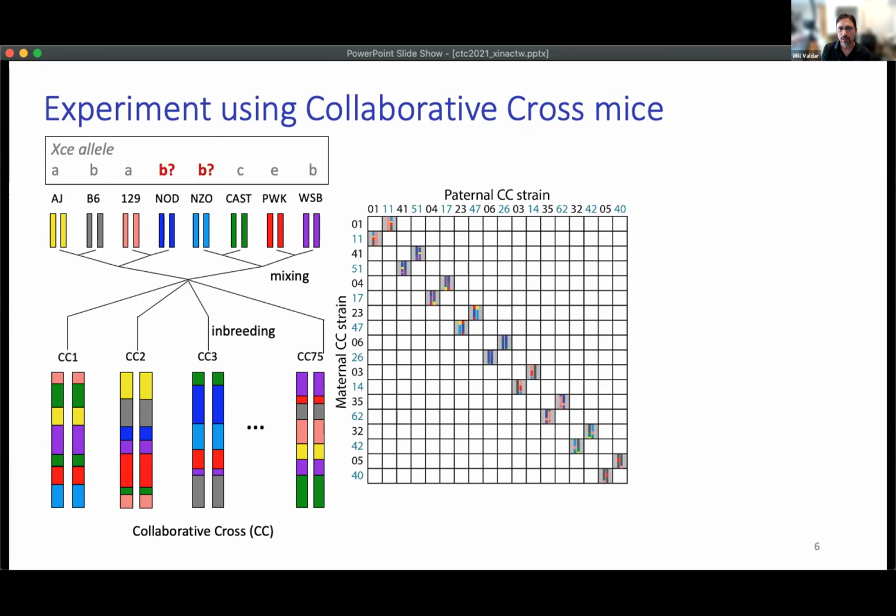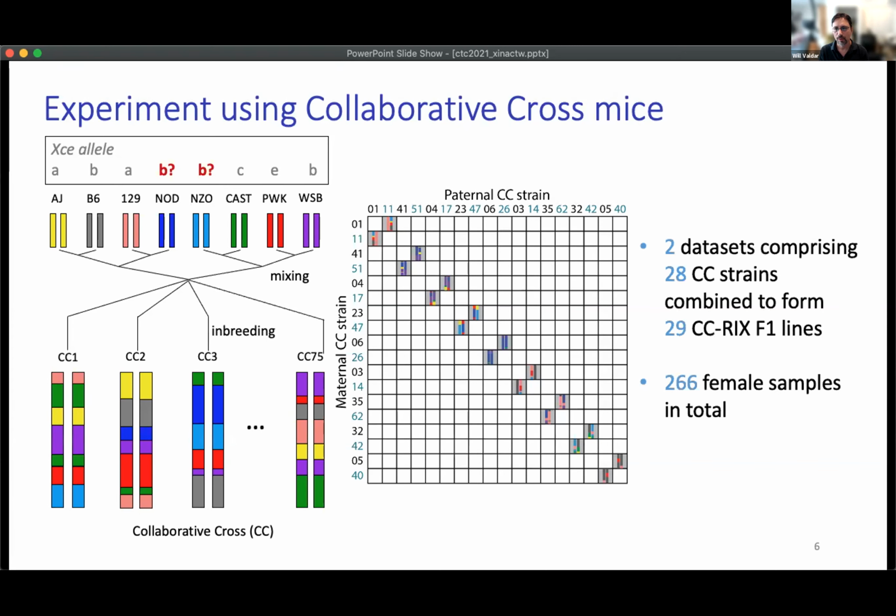And so one might ask, okay, well, what is there actually to discover, right? You've got this experiment. What about XCE is there to discover? Well, some of the inbred strains, the founders of the collaborative cross, we know, or we have a very good idea of what the XCE allele is. Two of them, however, we only know from phylogeny, and so we don't really know because there haven't been any experiments. These are predicted to be B, but we don't know that, and so we thought, well, we could use this data set to answer that question.